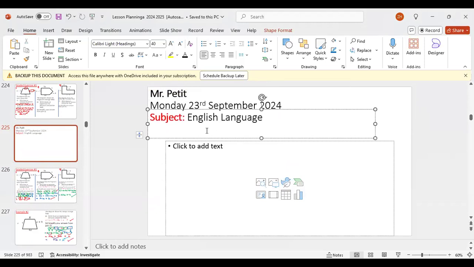Excuse me, Mr. Petit, silly question, but what does unconjugated mean? That means you don't change it yet. For example, run. Run is unconjugated, no running, none of that. Do you understand? Okay.